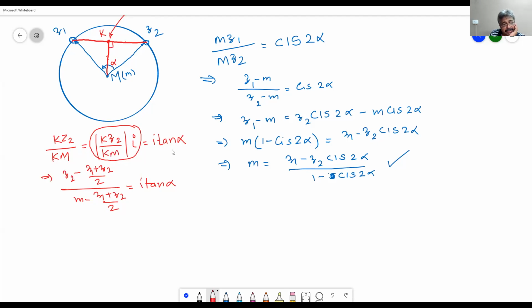Sir, instead of this, can't you consider the distance between Z1 and Z2 as the absolute value of Z1 minus Z2, and then use the trigonometric cosine rule?